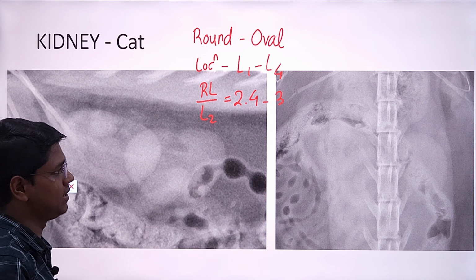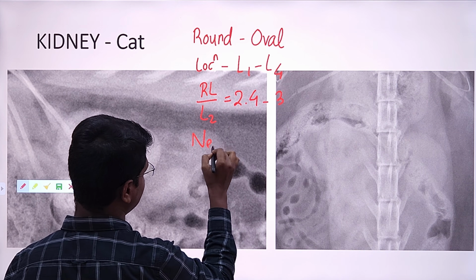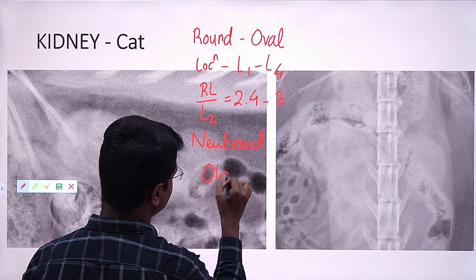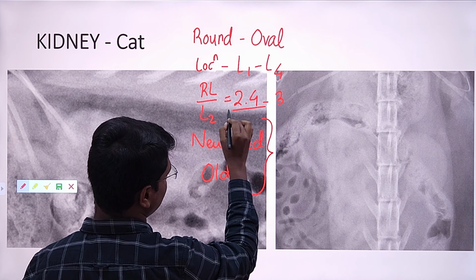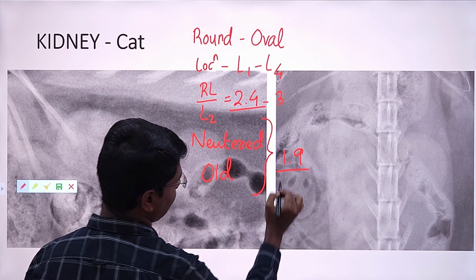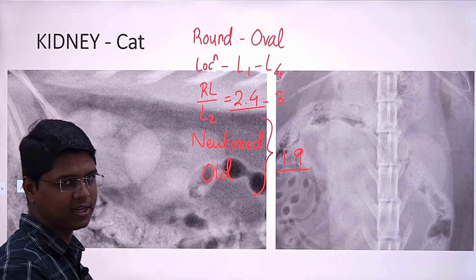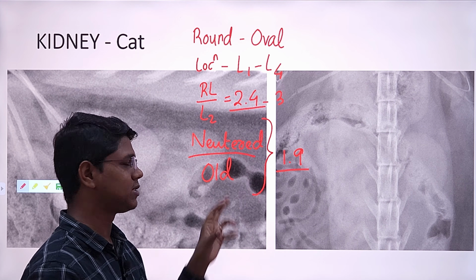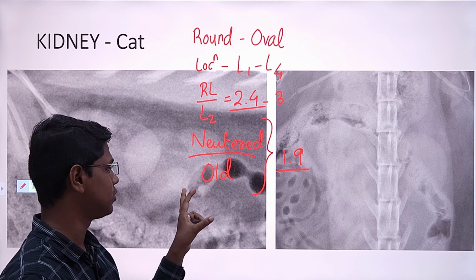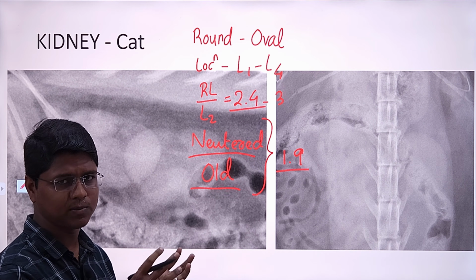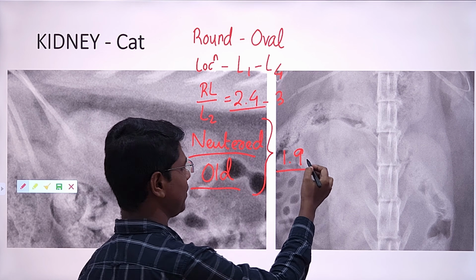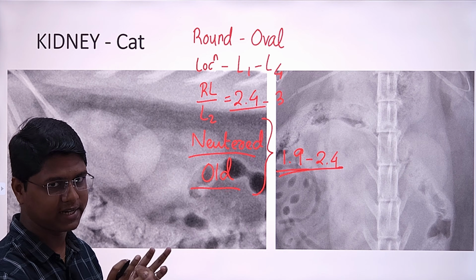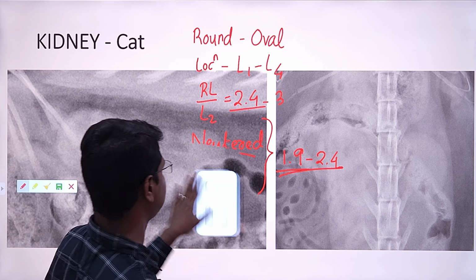But you have to remember one thing: in neutered cats and also in old cats, this lesser value can go down to 1.9. Neutered cats have smaller kidneys compared to intact cats. Also old cats have very small kidneys. They may go down to 1.9, so the reference range is 1.9 to 2.4, and up to this range they may have smaller kidneys. So we have to keep these things in mind.